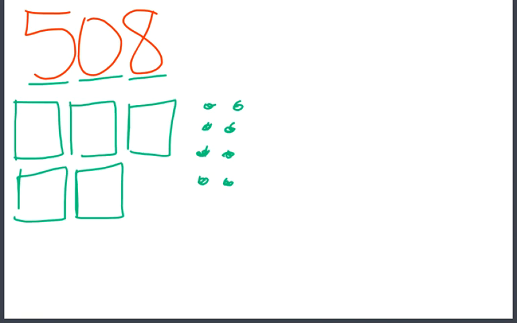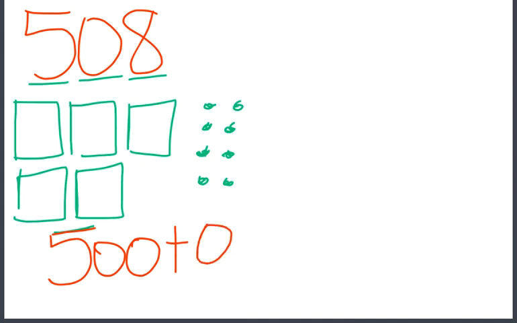Let's write it in expanded form. 5 in the hundreds place is a value. What's the value of the 5 in the hundreds place? 500. And the value of 0 in the tens place? 0. And the value of 8 in the ones place? 8. 500 plus 0 plus 8 equals 508.